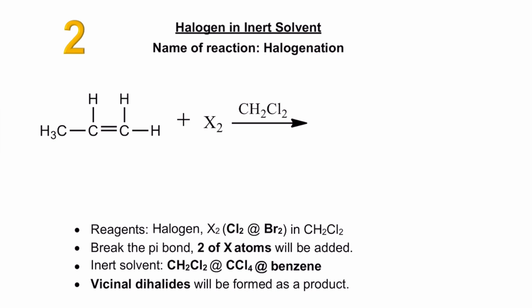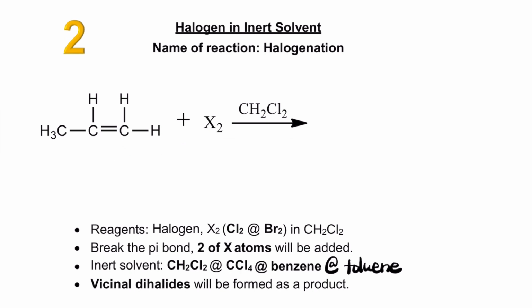So reaction kita akan ada alkene reacts dengan halogen. Halogen boleh jadi Cl2 ataupun Br2, dan kita perlukan inert solvent. Inert solvent ada beberapa pilihan. Awak ada CH2Cl2, CCl4 dan juga benzene, ataupun awak juga boleh gunakan toluene. So ini adalah inert solvent pilihan yang awak boleh guna. So ini cara kita tulis chemical equation.